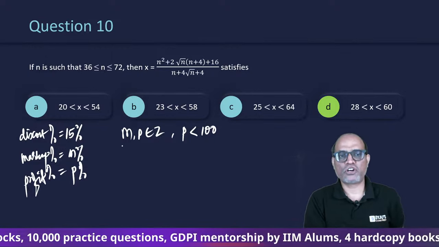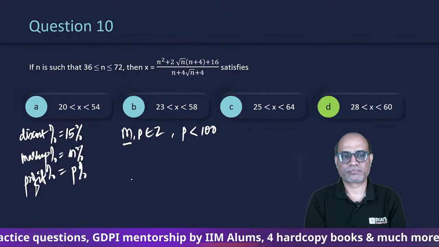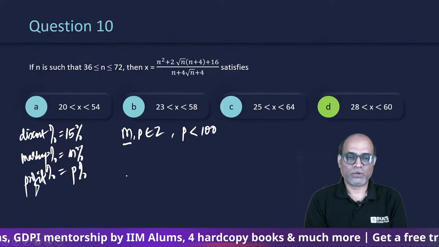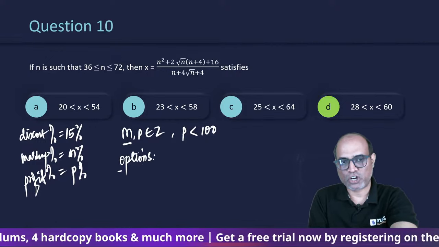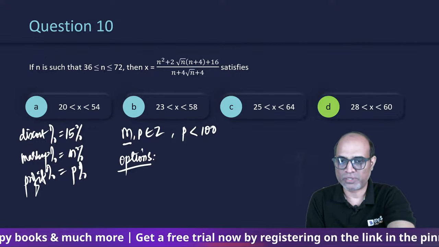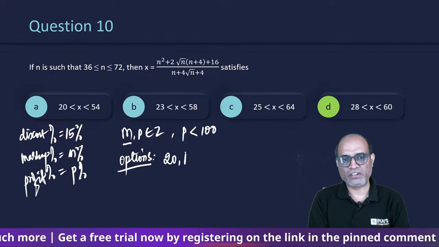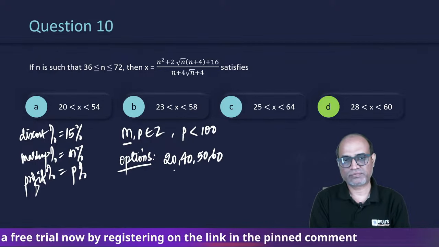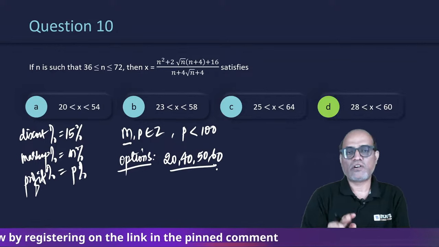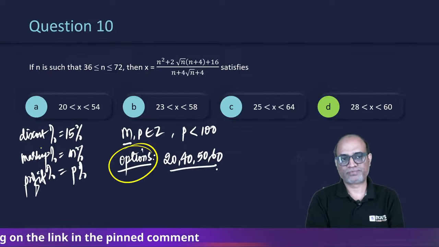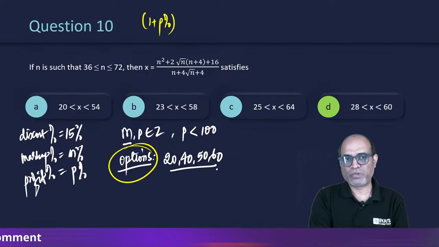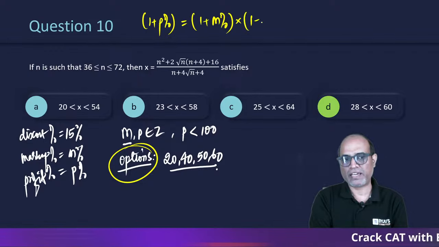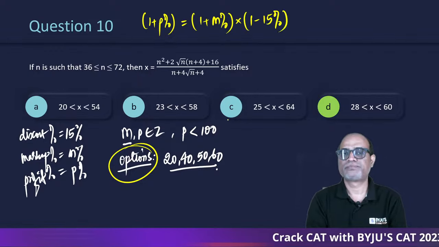Which of the following is not a possible value of M? Options are, obviously Ronnie, I will prefer options here because otherwise there are infinite possibilities. The options are 20, 40, 50 and 60. So this is how I'm going to solve. I'll be using options. I hope you know that the multiplying factor of profit percentage is equal to the multiplying factor of markup percentage into the multiplying factor of discount percentage, right?